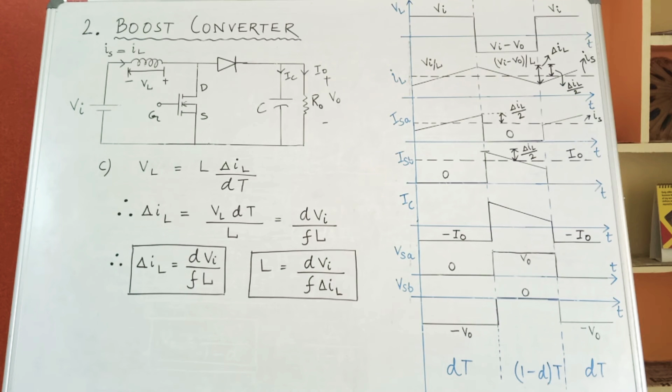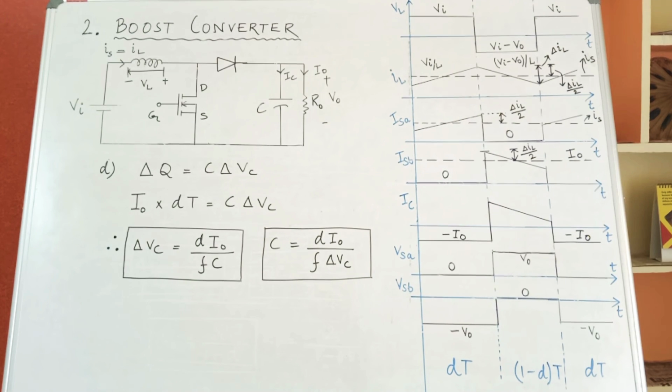Now, del IL from here can be written as VL DT by L. During the DT period, what is the value of VL? Vi. Substituting it, and we can write T is equal to 1 by f. Thereby, del IL will give you D Vi by f L. And from here you can write the value of the inductor, L is equal to D Vi by f del IL.